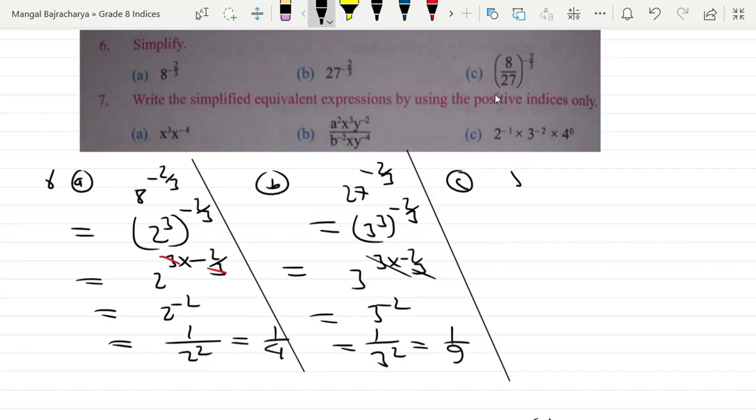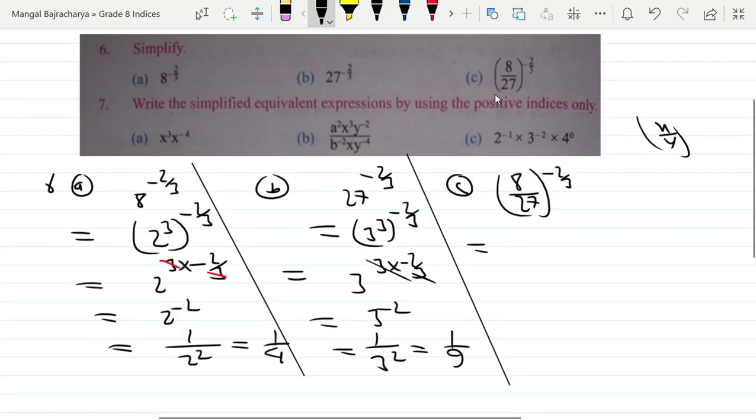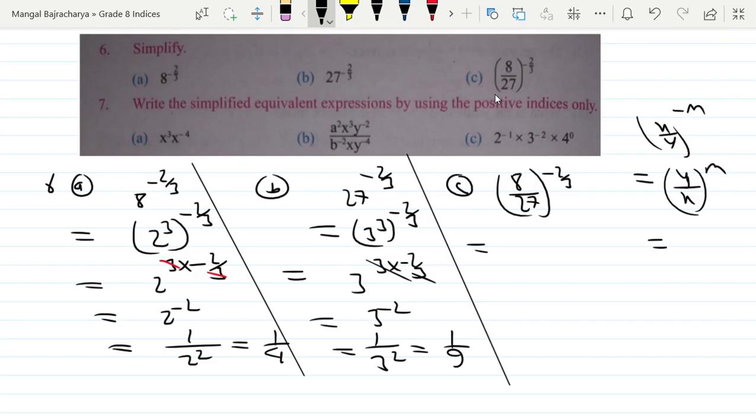So in number C there is 8 by 27 whole power minus 2 by 3, and when there is a fraction inside the base and the power is negative, there is another rule which will be very effective and very useful. Suppose x by y whole power minus m is there, right? Then we need to reciprocate the base, so x by y becomes y by x, and the power becomes m.